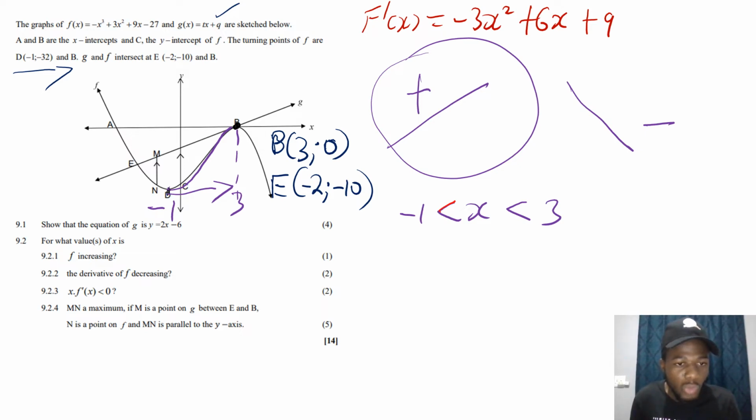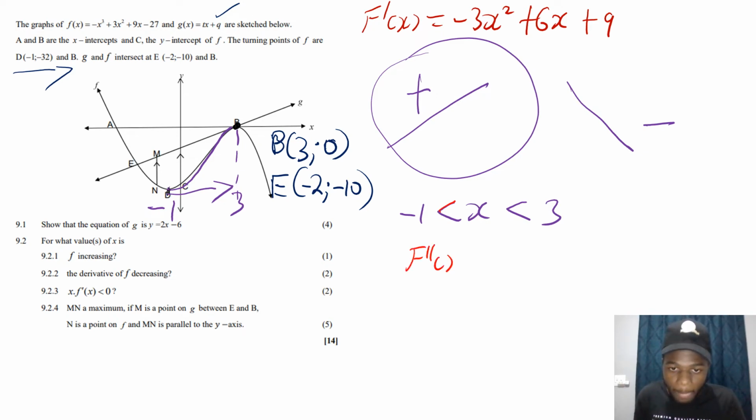For what values of x is the derivative of f decreasing? Okay, when they are talking about where the derivative of a function is decreasing, it is where the function is concaving down. So in other words, they are trying to say, for what values of x is f of x concaving down. So for a function to concave down, it is where the second derivative is less than 0. So let's find the second derivative.